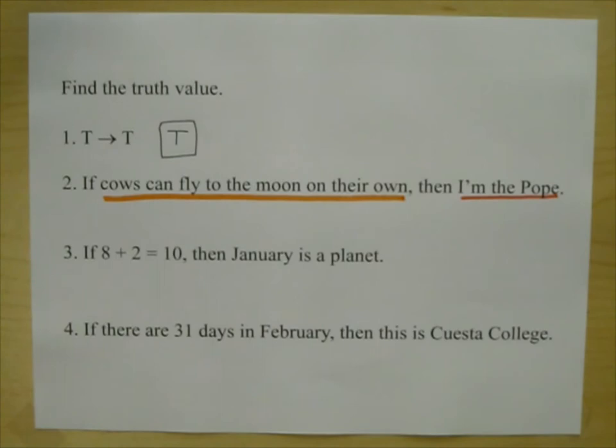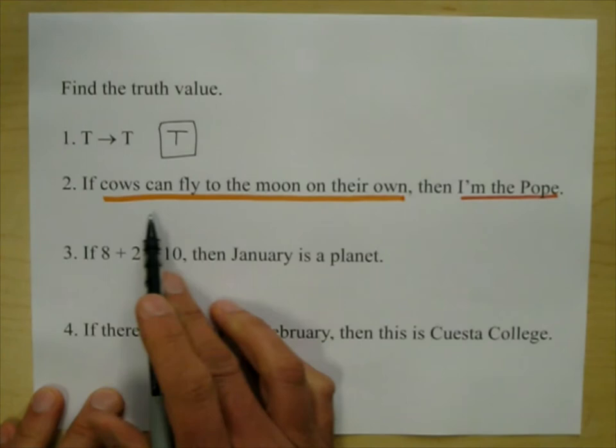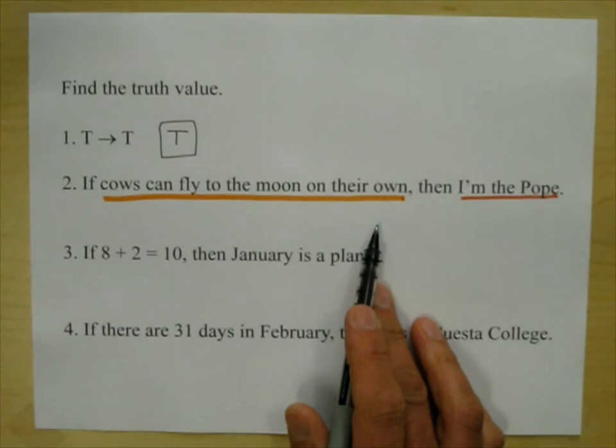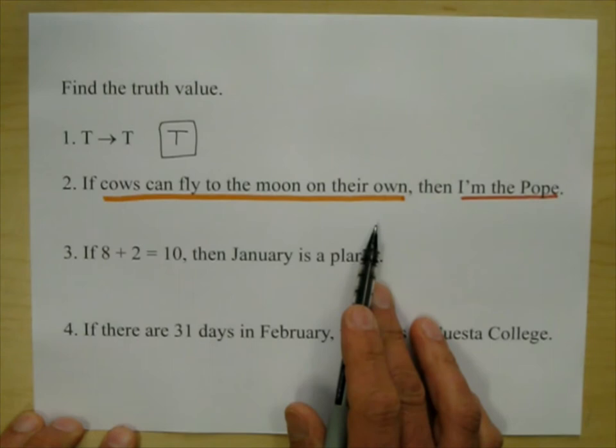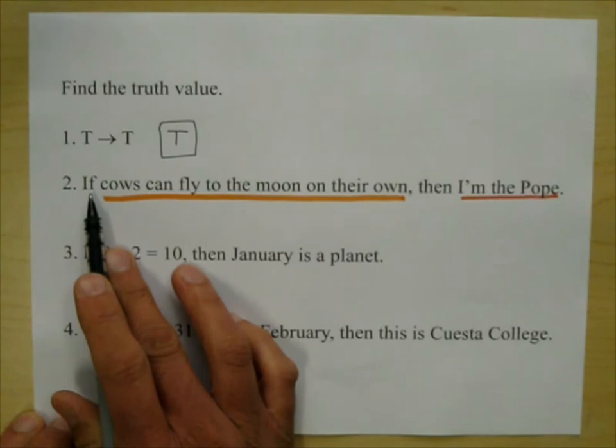So when they ask you to find the truth value of if-then statements, especially when they get more complicated than this, and they have ands and ors in them, it can sometimes be overwhelming. But if we come back to truth values, the definitions of the truth tables, it's not as bad. So let's analyze it this way. If cows can fly to the moon on their own, well, cows can fly to the moon on their own happens to be false.